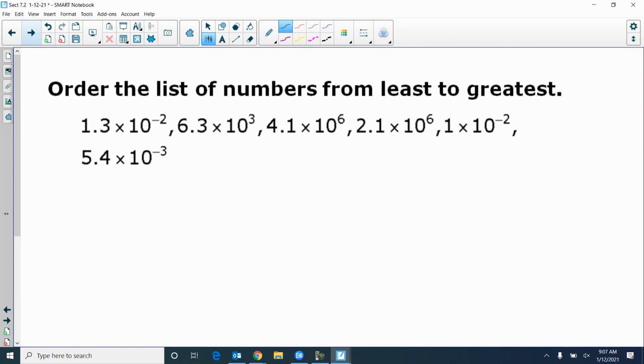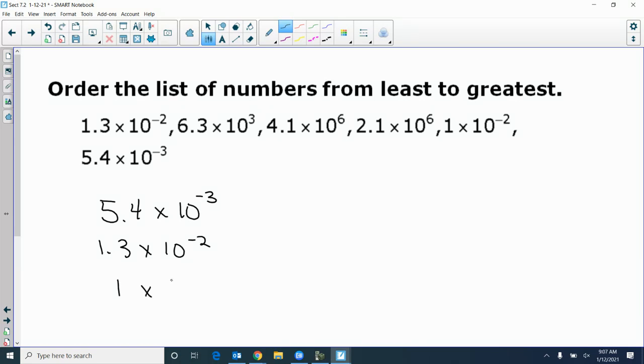What do you got, Evan? What are we starting with? 5.4 times 10 to the third negative. Okay, and then what's the next one? 1.3 times 10 to the negative second. 1.3 times 10 to the negative second. And then what will be the next one? 1 times 10 to the negative second.